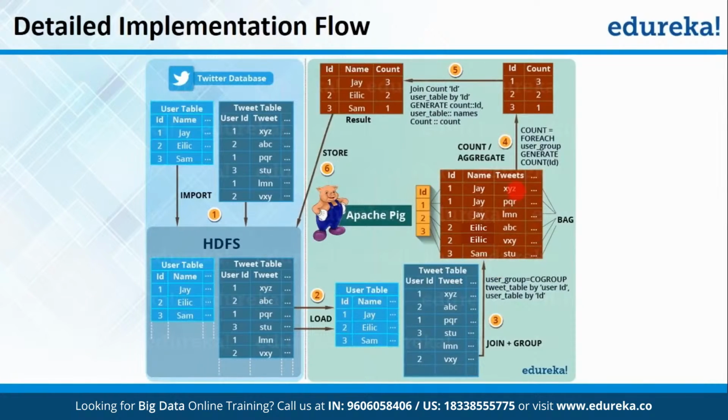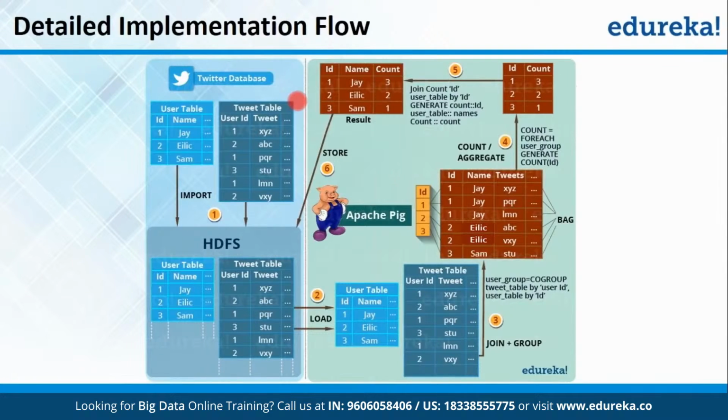Once we have this, we can now group the table on the basis of the IDs. So for one, we have three different rows: one XYZ, one PQR, and one LMN. For two, we have two different rows, and for three, we have one row. The next step is to count the number of inner bags, or the number of rows, for a particular ID. So if you see the result, we have a count of 3 for 1, because 1 had 3 different rows or 3 different inner bags. Similarly, 2 had 2 rows and 3 had 1 row, and that is why it is 3, 1.